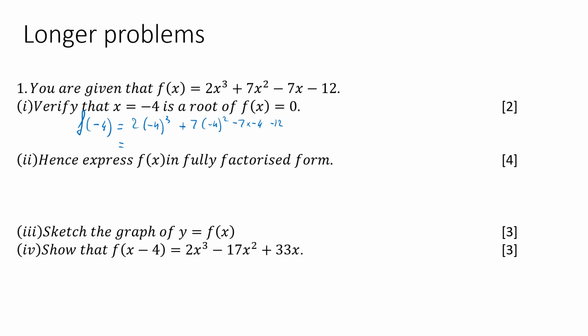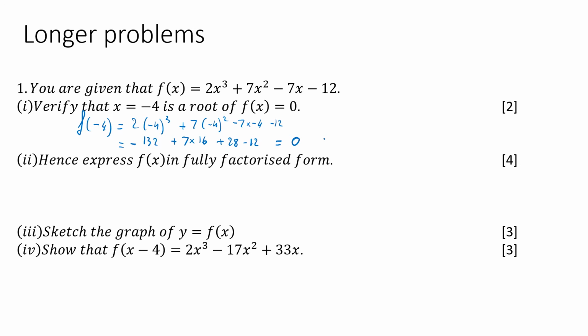Okay, so 4 cubed is 64. So minus 4 cubed is minus 64, times 2, minus 128. Plus 7 times 16, plus 28, minus 12. And then from here, we need to put it in your calculator. If you put that in your calculator, you can pause and try it. Then what do you get? Your magic 0. So from here, we have verified that x equals minus 4 is a root.